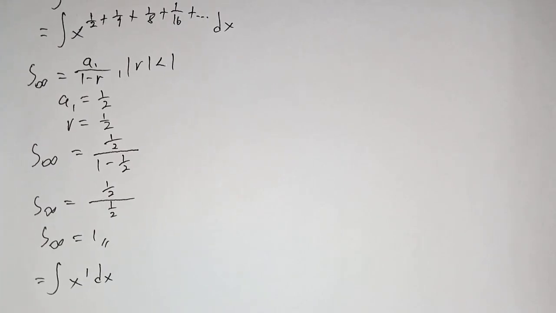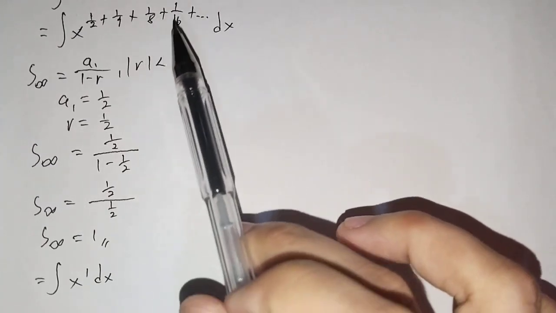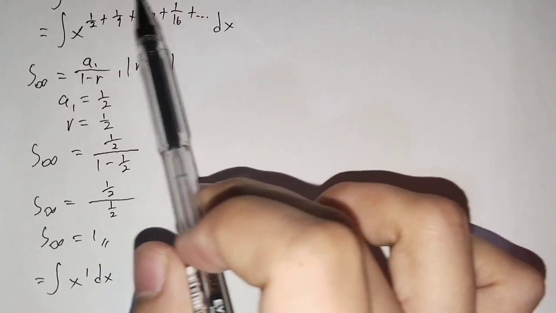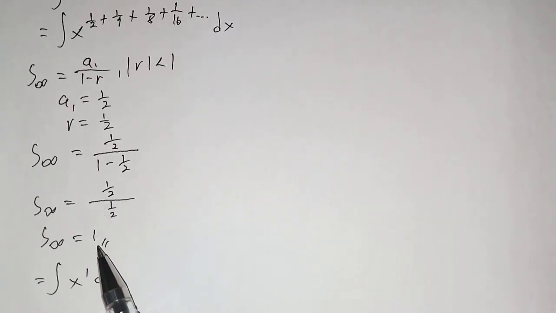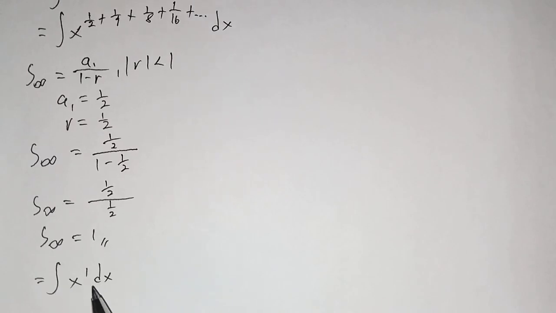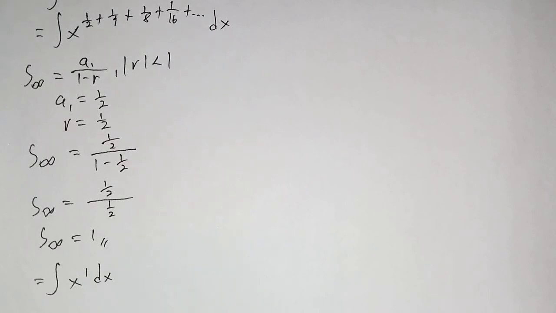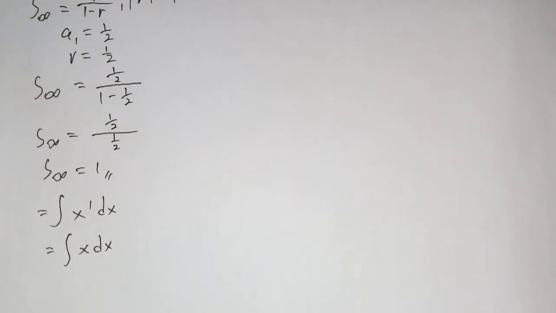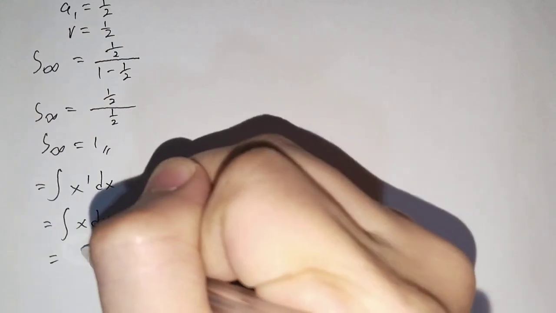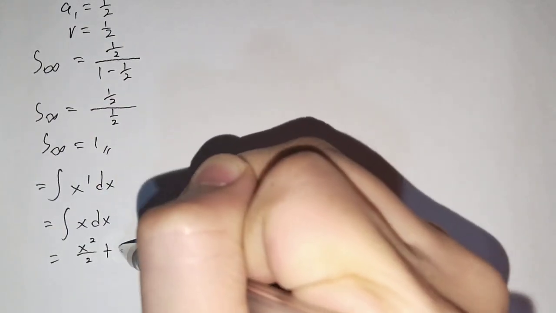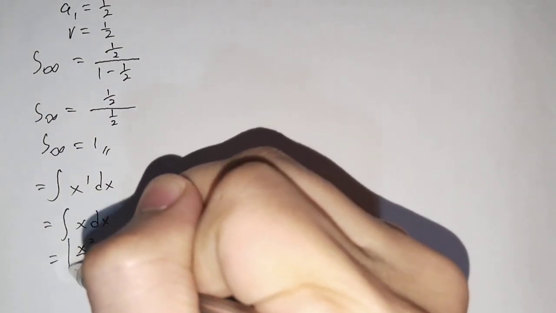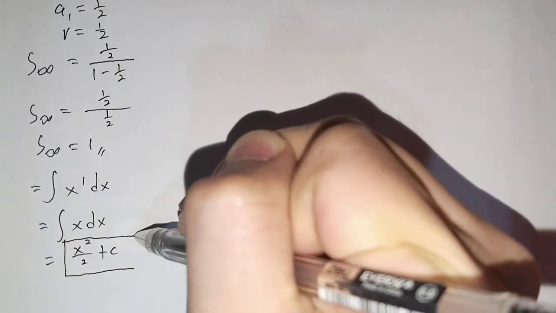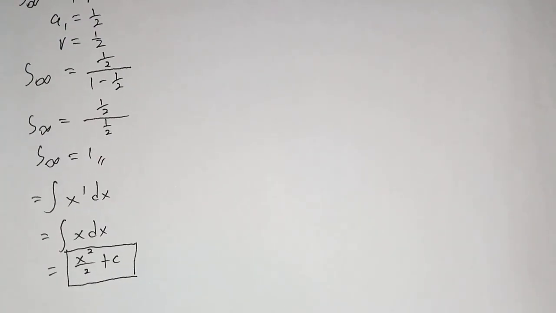Did you get that? Since we've calculated that this infinite series is equal to 1, this will become the integral of x raised to 1 with respect to x. So this would just basically become the integral of x dx. Then we can apply a simple power rule of integration, giving us the integral is x squared over 2 plus c. And there you have it. This is the answer to this integral, and we are now done.